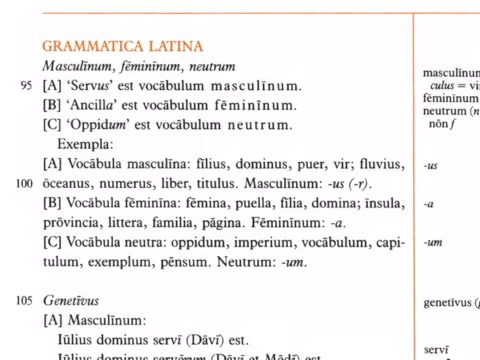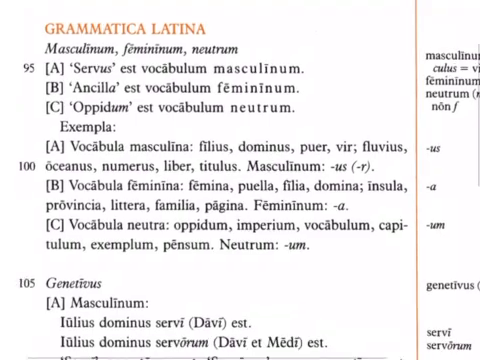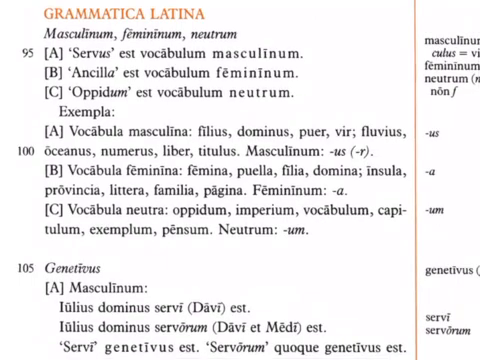Vocabula masculina, masculine words. So we're going to list a bunch. Filius, dominus, puer, vir, fluvius, oceanus, numerus, liber, titulus. Masculinum: us, or r. So this is telling us that the us ending is a singular masculine ending. The r ending is an alternate singular masculine ending that you get in a few words like liber, puer, and vir.